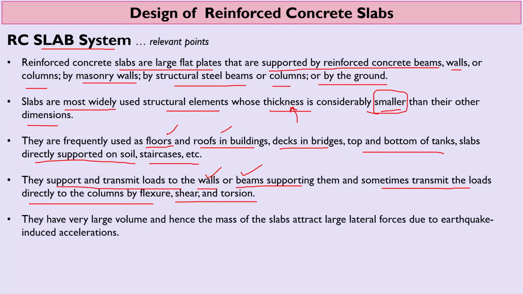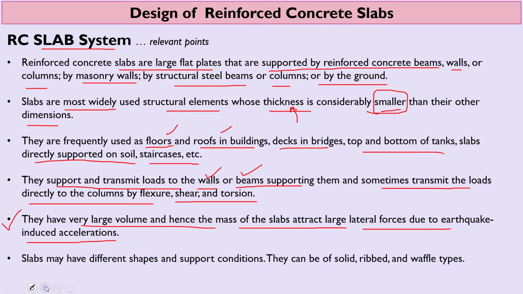Another very important aspect of a slab is that it has a very large volume, and hence the mass of the slab may attract large lateral forces, which may be due to earthquake or any type of acceleration forces that can be induced. Slabs may have different shapes as well as support conditions, as we discussed. So there are different types of slabs based on shape. They can be solid slabs, or rib or waffle type slabs. Our main focus will be on solid slabs, which we are going to discuss in this subject.